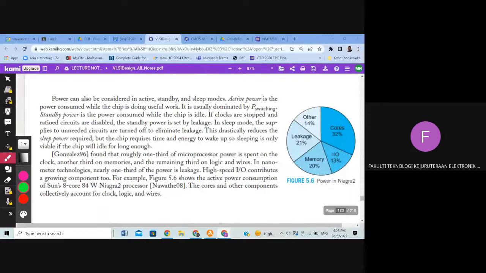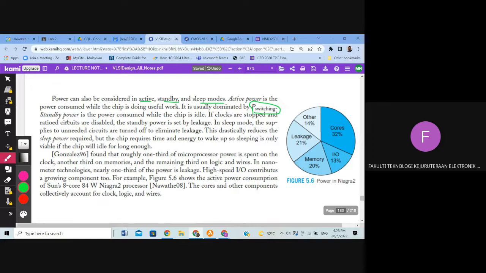Okay, we continue. Power can also be considered in active, standby, and sleep mode. So we have three types of power: active, standby, and sleep mode. What is active power? Active power is the power consumed while the chip is doing useful work. This is normally during the switching activity of the circuit inside the chip. It is usually dominated by P switching, so you can see here PSW contributes more power.